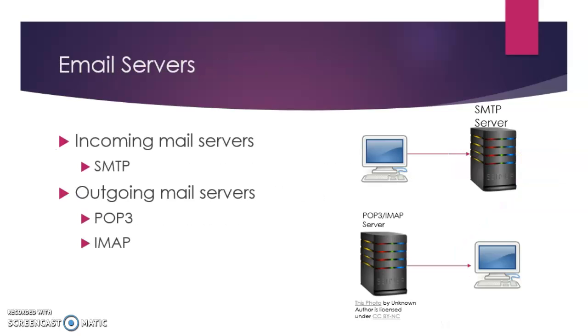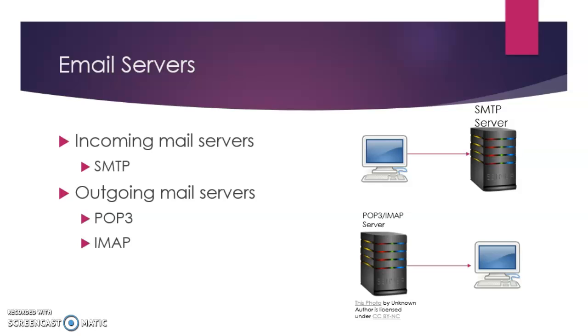So here are email servers. There are two main categories of email servers: the incoming mail servers and outgoing mail servers. The incoming mail servers are what is used to get the mail from the sender to the recipient's server. These servers utilize SMTP to send their message, and they're called SMTP servers. Outgoing mail servers are the servers used to store and send emails to the recipient's email client. Outgoing email servers utilize POP3, which is Post Office Protocol, or IMAP, which stands for Internet Message Access Protocol.